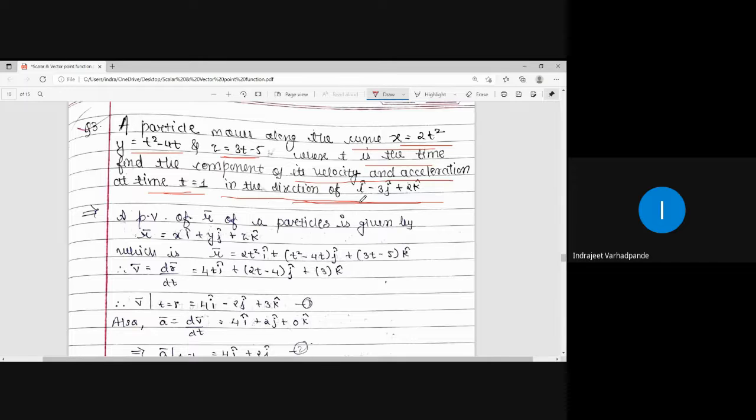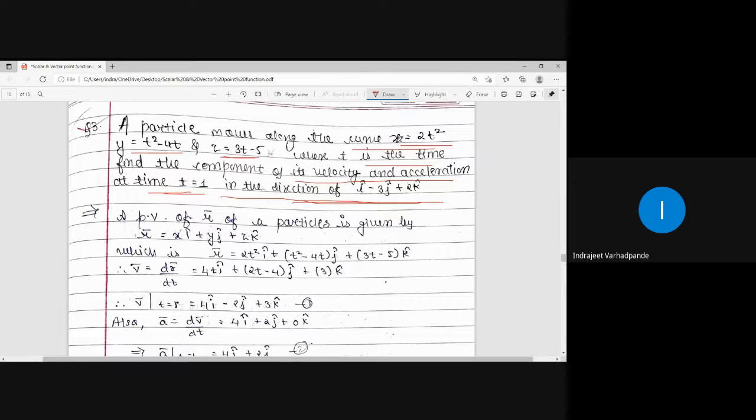So accordingly you will be required to calculate the unit vector in the direction of this and then take the dot product. Now, given values or components are x is equal to 2t square, y is equal to t square minus 4t, and z is equal to 3t minus 5.